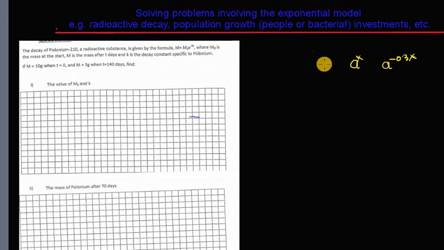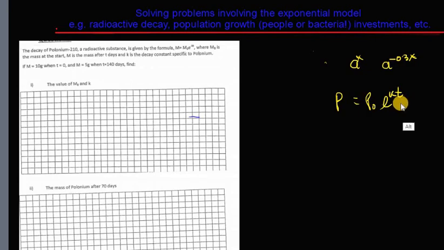Population growth is similar. You have a city that has, say, 10,000 people in it, and it's going to grow, and its new population is equal to the old population, so maybe population at some initial time, multiplied by some number, we'd say e to the power of, say, some number k, and then t is time. So the new population is equal to the old population and then some exponential model.